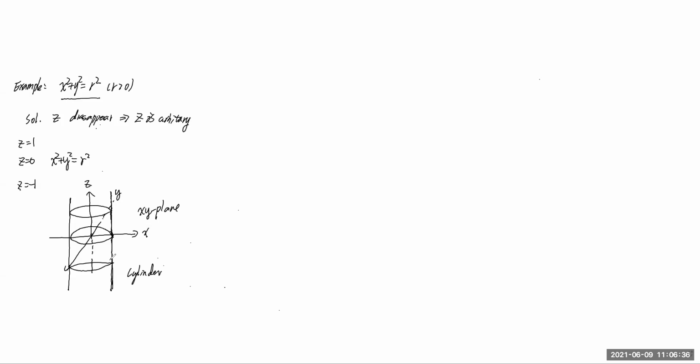In the future, for example, I might give you x squared plus z squared is r squared, or y squared plus z squared is r squared. You draw this by yourself after class. It's the same, just get some training. That's fine. Okay, let's continue. This is about the cylinder.